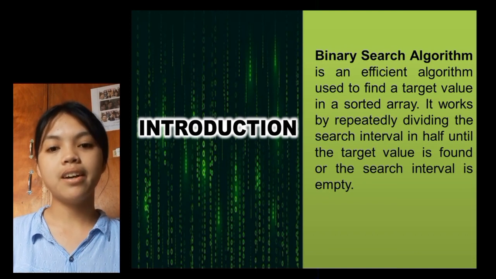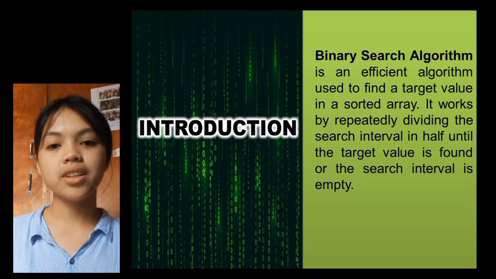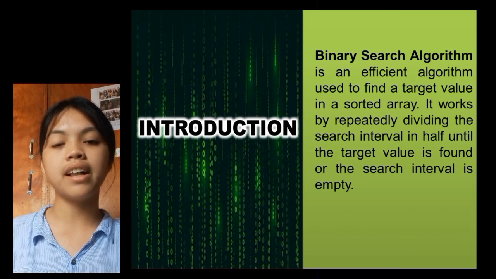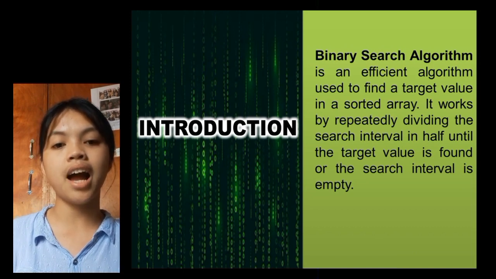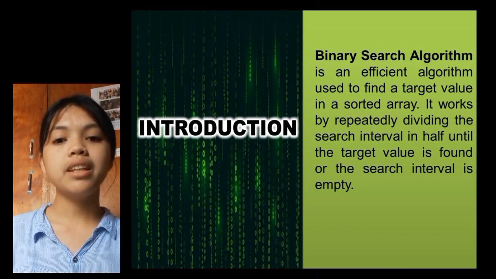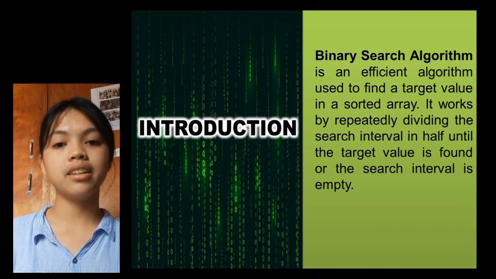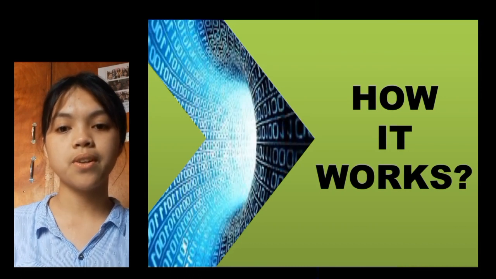So what is a binary search algorithm? A binary search algorithm is defined as a searching algorithm. It is an efficient algorithm used to find the target value in a sorted array. The idea of a binary search is to use the information that the array is sorted and reduce time complexity to zero. It works by repeatedly dividing the search interval until the target value is found or the search interval is empty. So how does the binary algorithm work?